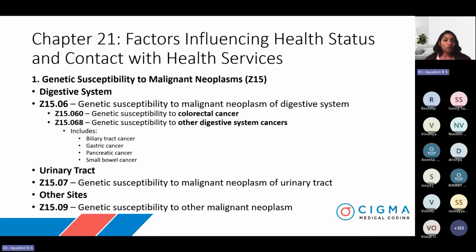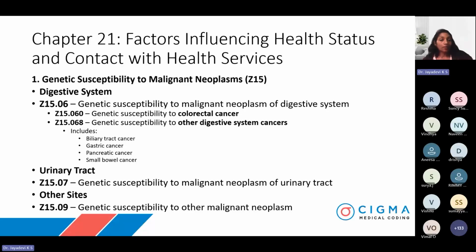Moving on to chapter 21, the codes for factors influencing health status and contact with health services. Genetic susceptibility to malignant neoplasm. This is a status that indicates the patient can develop a malignant neoplasm because of genetic susceptibility. Regarding the digestive system, you can add Z15.06, that is 060 for colorectal cancer, 068 for other digestive cancers.